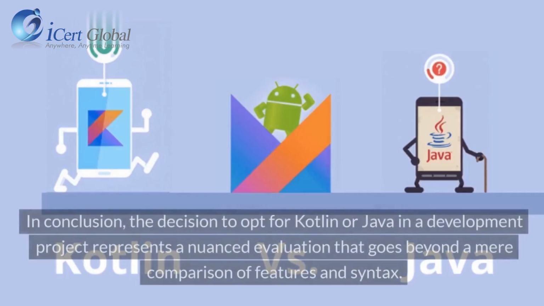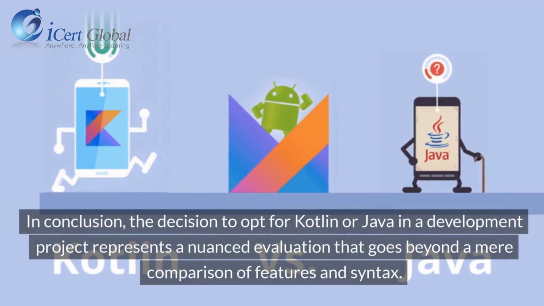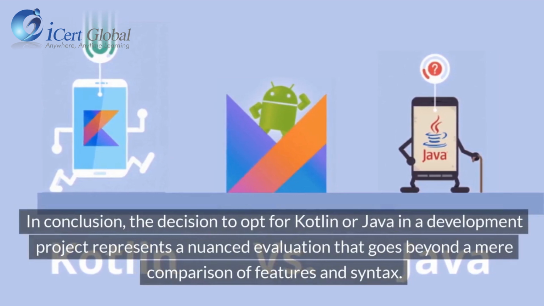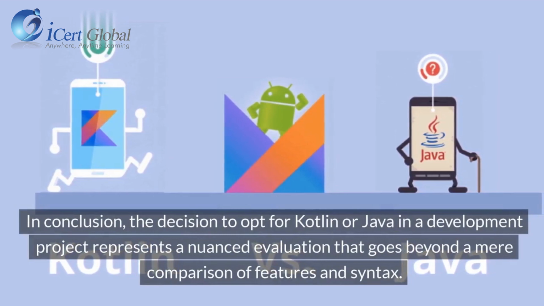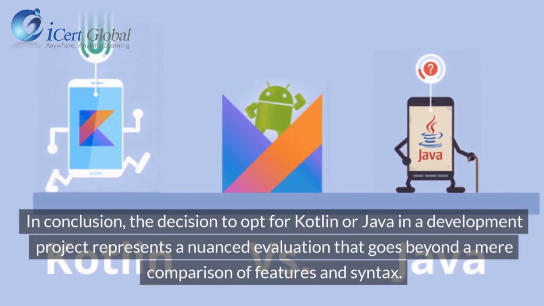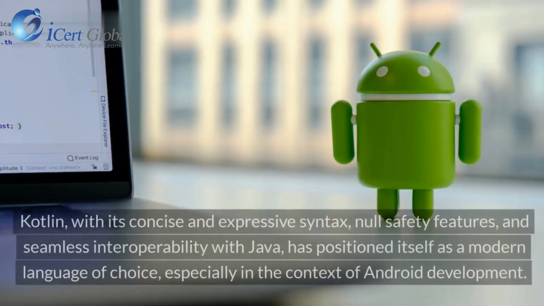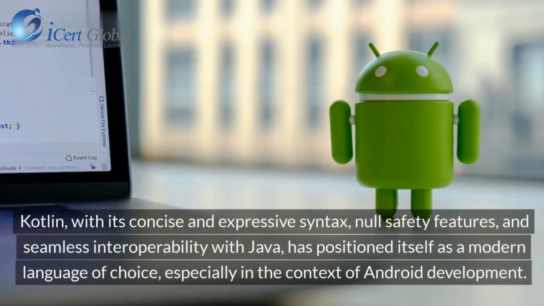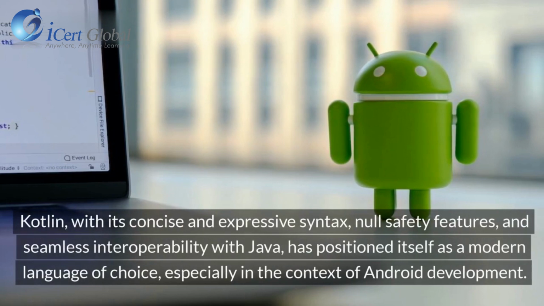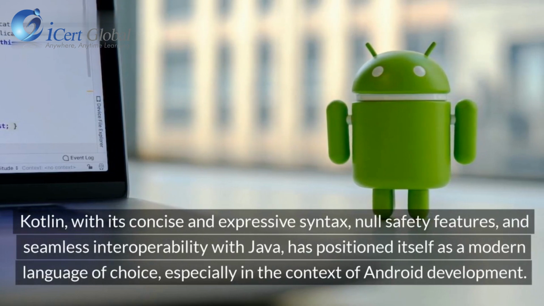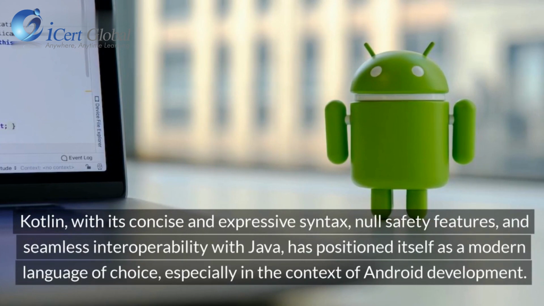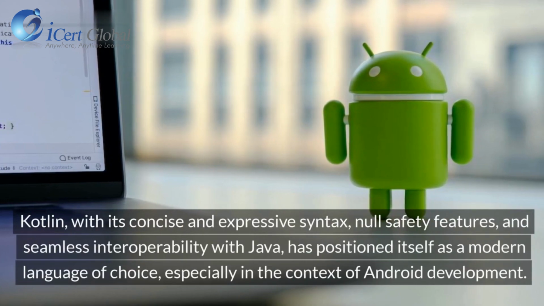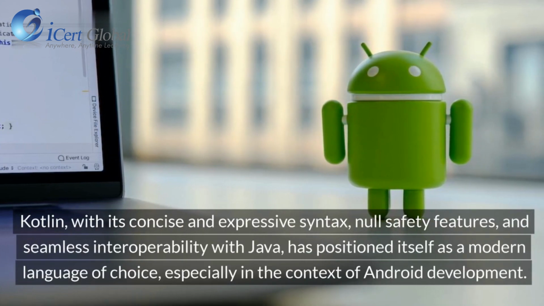Conclusion. In conclusion, the decision to opt for Kotlin or Java in a development project represents a nuanced evaluation that goes beyond a mere comparison of features and syntax. Kotlin, with its concise and expressive syntax, null safety features, and seamless interoperability with Java, has positioned itself as a modern language of choice, especially in the context of Android development.